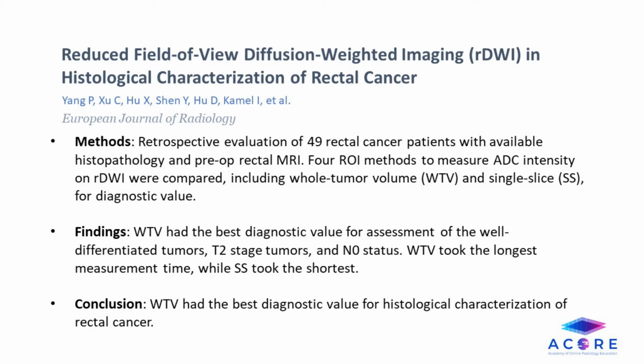These 4 methods were compared, including the whole tumor volume or WTV method and the single slice or SS method, for their diagnostic value. WTV was found to have the best diagnostic value for the assessment of well-differentiated tumors, T2 stage tumors, and N0 status. However, WTV also took the longest measurement time, while SS took the shortest. The authors concluded that WTV had the best diagnostic value overall for histological characterization of rectal cancer.